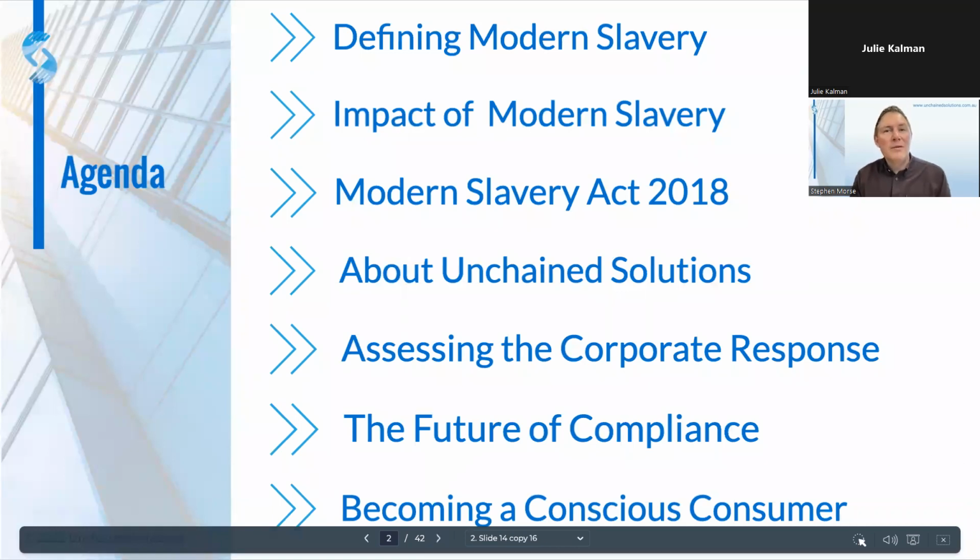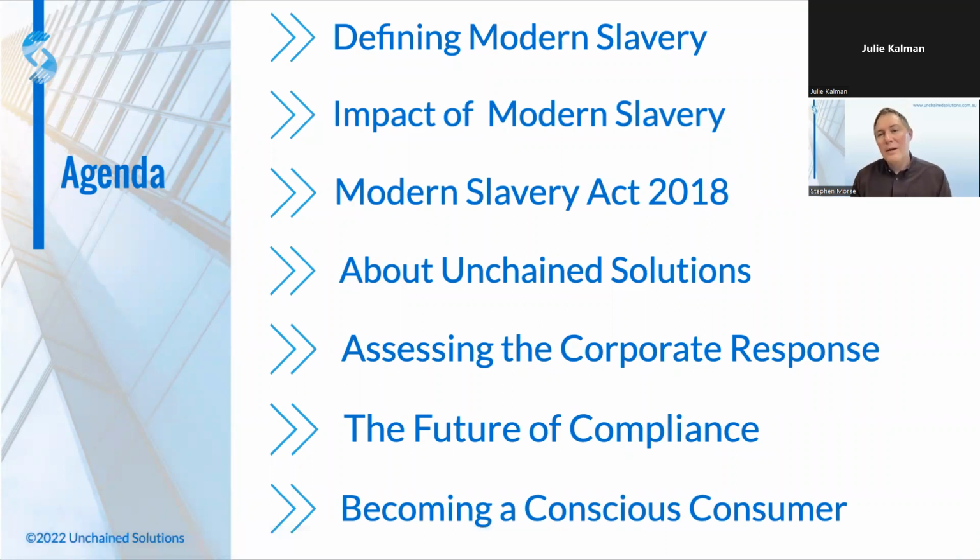So just as a run through today in terms of the agenda, we're going to think a little bit first about defining modern slavery and then the impact of slavery and what it looks like around the world. We'll look at a high level view of the Modern Slavery Act and what's actually required for Australian organisations to actually deal with this issue. A little bit about Unchained and the work that we do before then moving into some of the research that we've been doing to assess the corporate response. And then I'm going to posit what I see as the future of compliance before circling back to helping you think through how you can become a much more conscious consumer and make an impact for yourself.